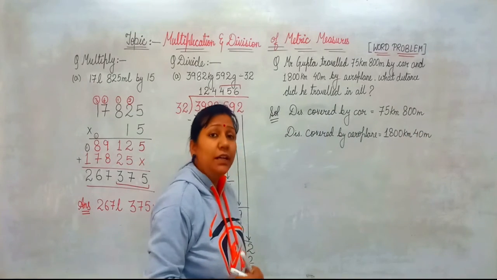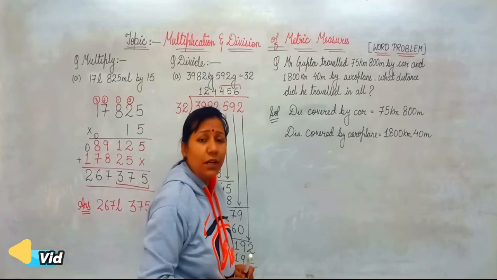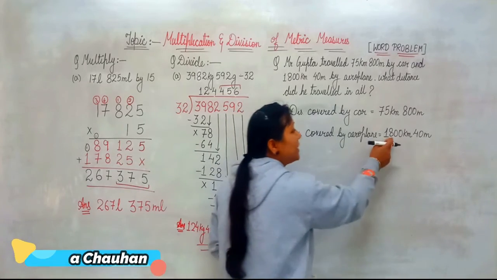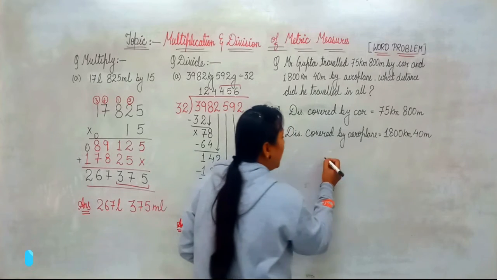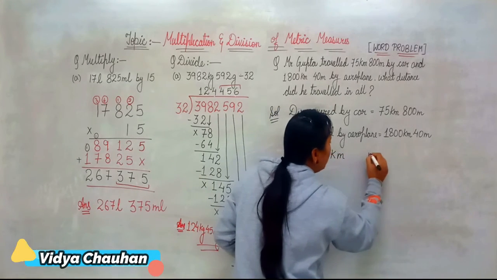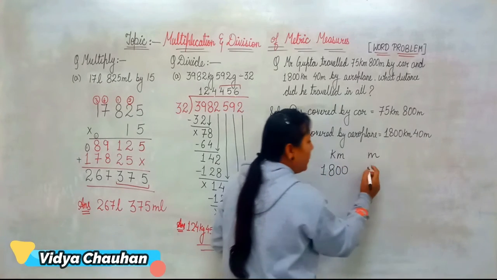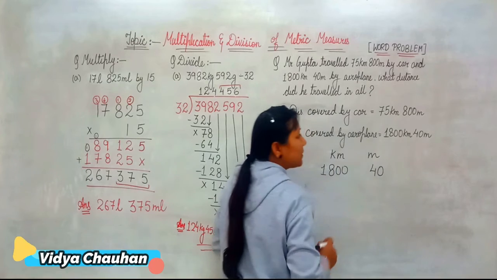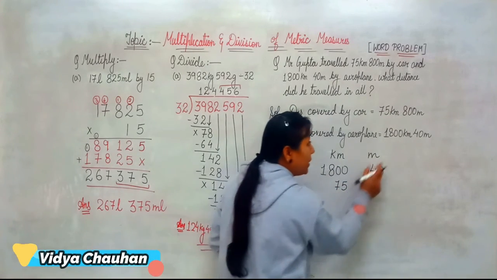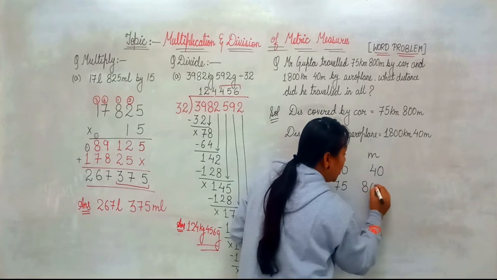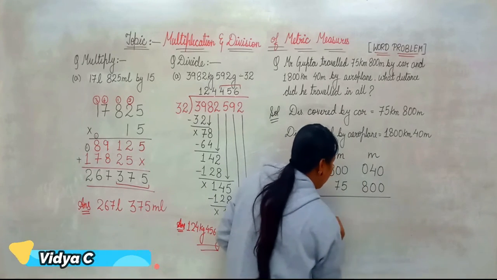Now since we have to find the total distance covered, we will add the values. So let us add these values, and for addition, as we know, we write the bigger value at the top. So first let's write kilometer and meter, and the distance covered by aeroplane is 1800 kilometer and 40 meters, whereas the distance covered by the car is 75 kilometer 800 meters. So 800 we will write like this. The place which is vacant we will fill with 0.